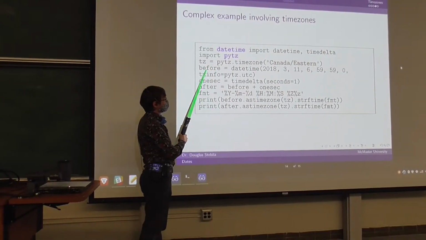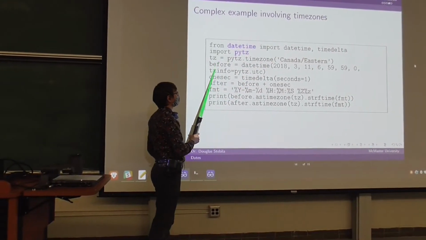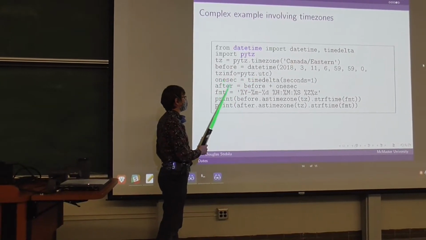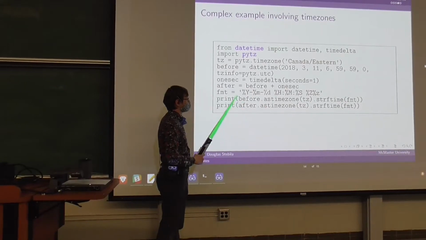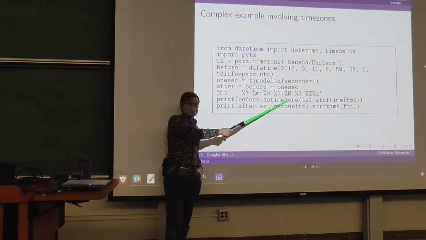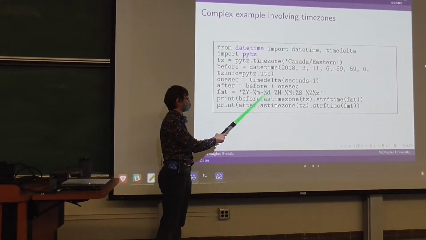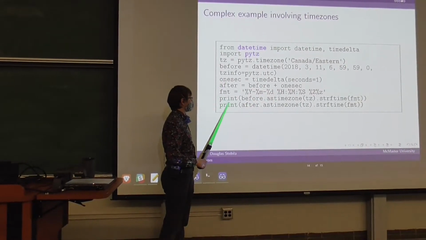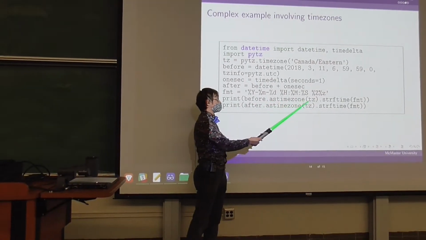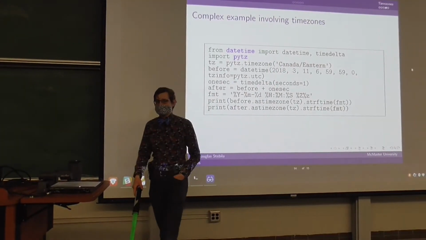Before we have a particular date, our before time, with time zone info equal to UTC time, right? We have a time delta of 1 second. We have an after time. We add the before time to the time delta. We have a format string, right? We print before and after as time zone TZ, right? Where TZ is Canada Eastern.